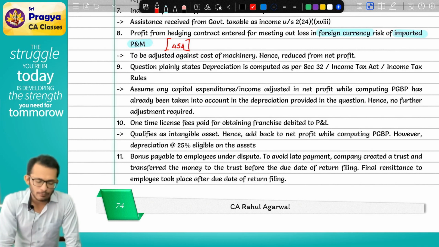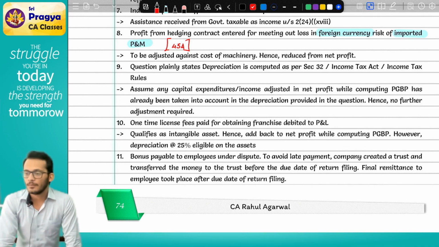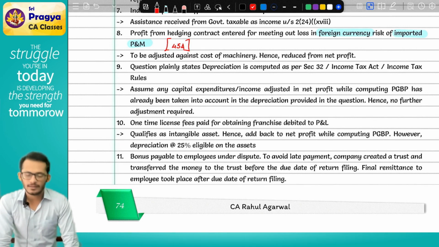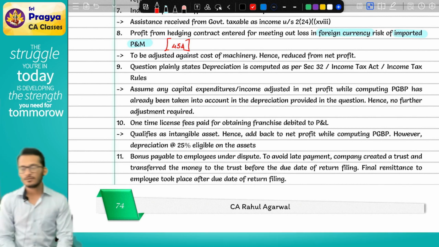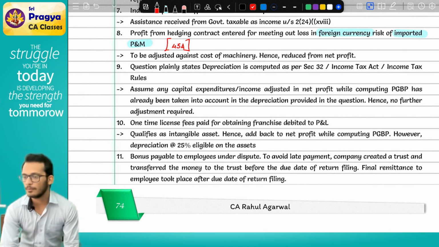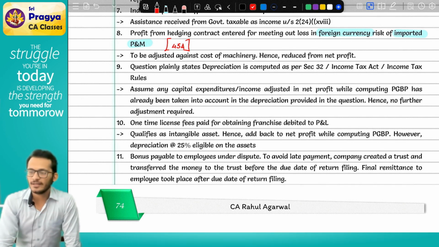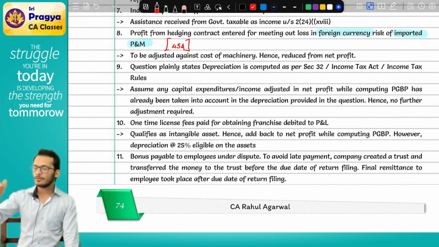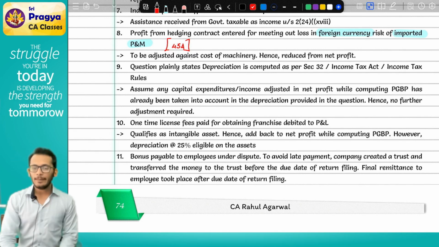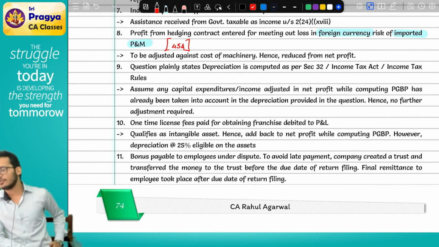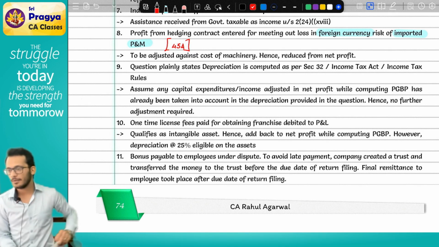Read it. It says bonus payable to employees under dispute. To avoid the late payment of bonus, the company created a trust and transferred the money to the trust before the due date of return filing. However, the final remittance to the employee was made after the due date. So the company has to pay some bonus, but there is a dispute between the company and the employees. To save itself, it created a trust and moved the money to the trust. It paid the money to the employees only 3 years later. The company wants to claim this as a deduction because it has paid it to the trust.